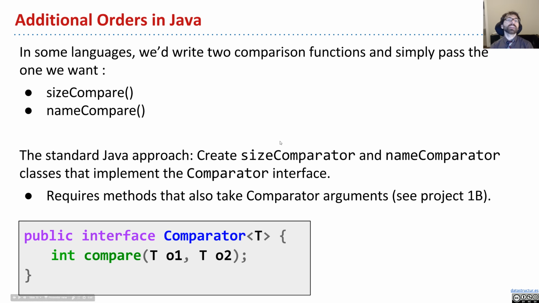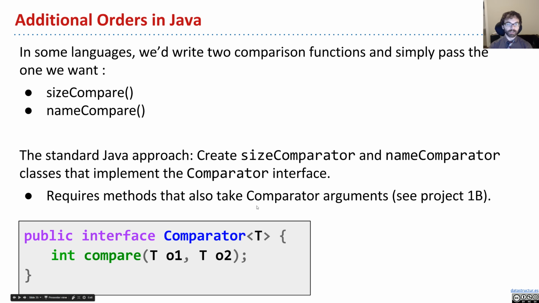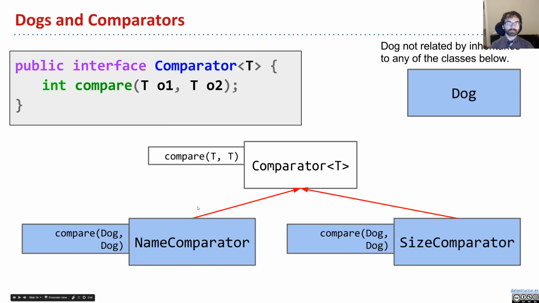Okay. So in contrast to other languages where you would handle this simply by passing a different function as an argument to a method that's supposed to do general work, now we're passing a comparator to a function. And that allows us to have general code.